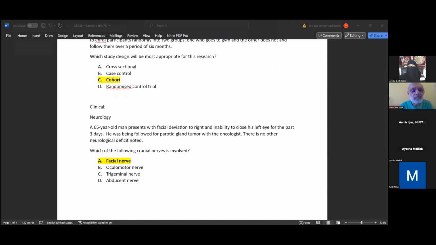A 65-year-old man presents with facial deviation to the right and inability to close his left eye for the past 3 days. He was being followed for a parotid gland tumor by the oncologist. There is no other neurological deficit noted. Which of the following cranial nerves is involved? The options were facial, oculomotor, trigeminal, and abducent.